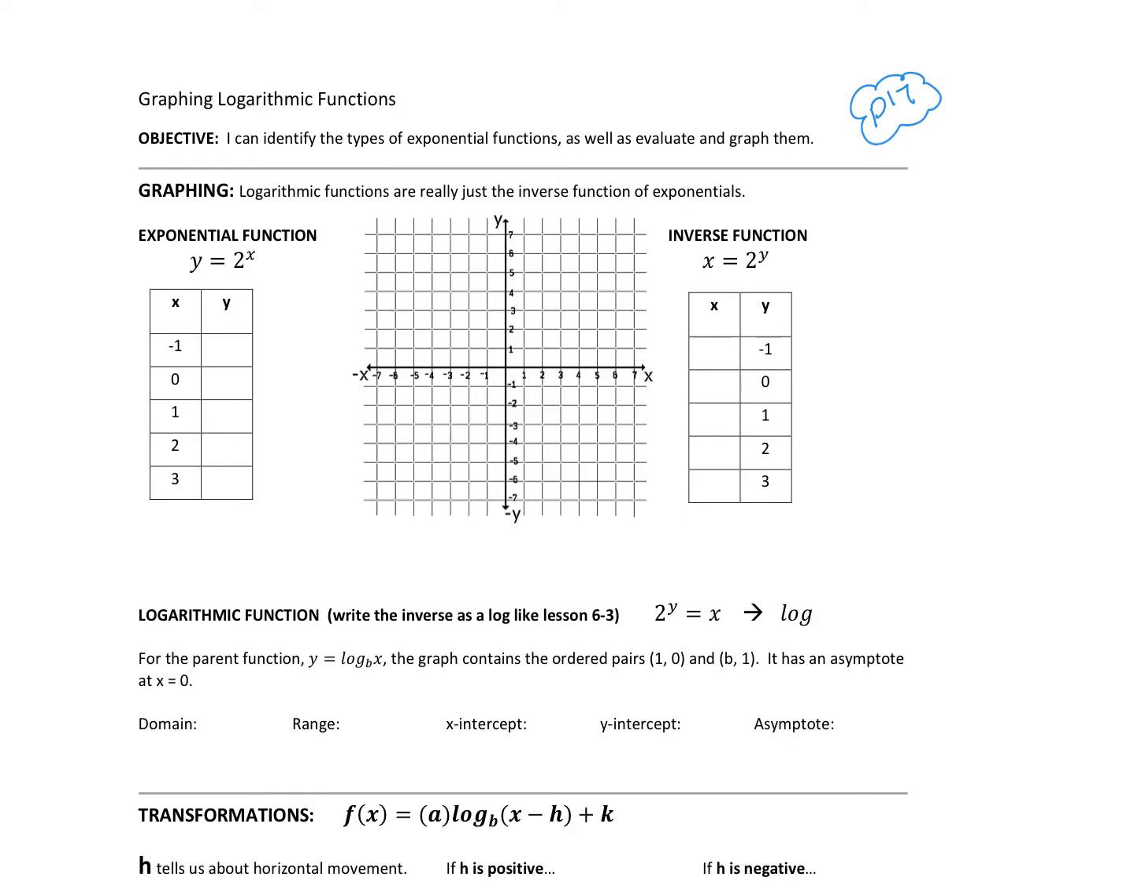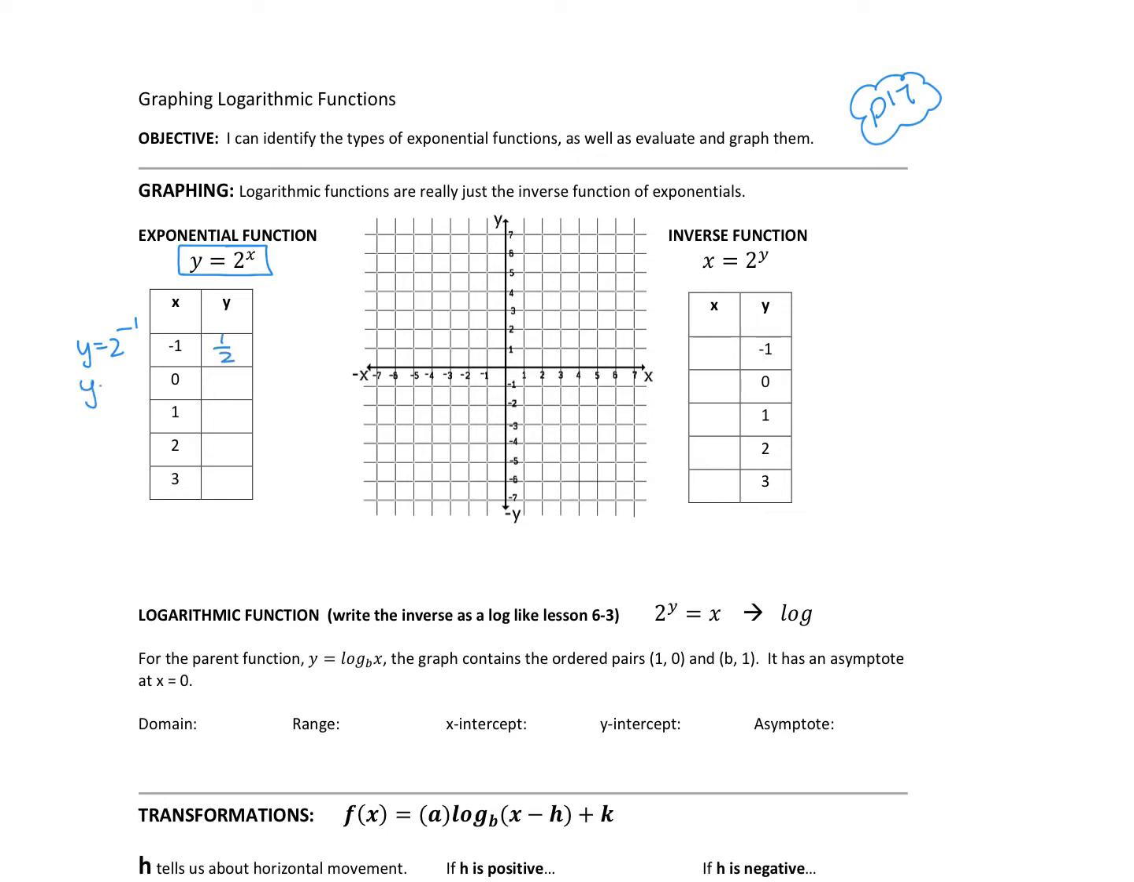But before we look at that, let's look at a function you graphed last year. Let's look at an exponential function, y equals 2 to the x. So let's make this table for y equals 2 to the x. When I substitute a negative 1 in for x, I would get y equals 2 to the negative 1, and we know that that's 1/2.